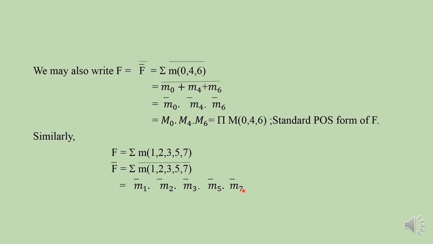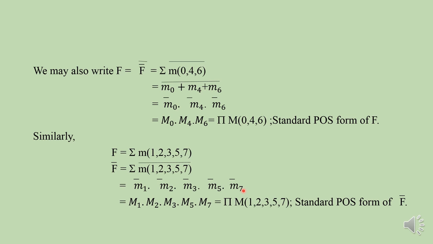And from min term we easily get max term. So here we write M1 dot M2 dot M3 dot M5 dot M7, that is equal to pi M function of 1, 2, 3, 5, 7. So this is the standard POS form of F bar, and this is the standard POS form of F. So F equal to summation m 1, 2, 3, 5, 7, this is a canonical SOP form, and its equivalent standard POS form is pi M 0, 4, 6.